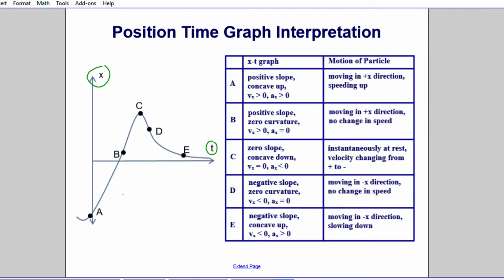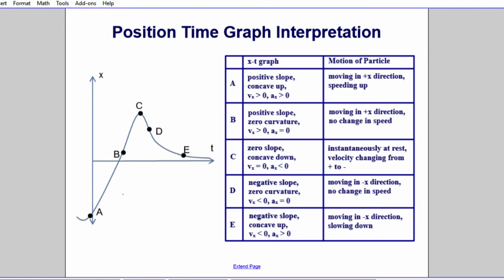So let's erase that so you can see it again. B will be on the straight line of the curve. That's a straight line. C is at the peak of the curve. D will be on the straight line again. And E will be on a curve that's concave up. So what does that mean for velocity and acceleration?